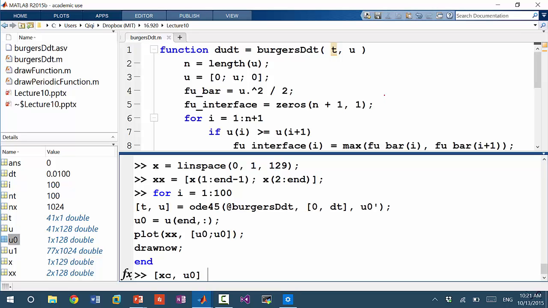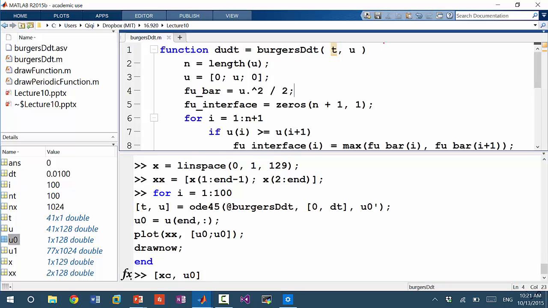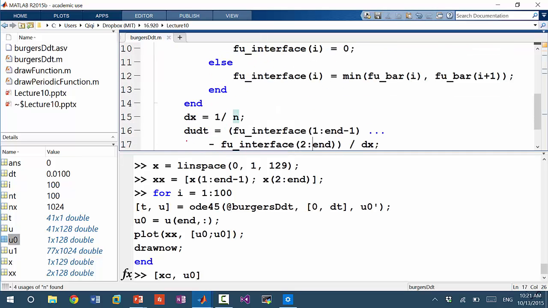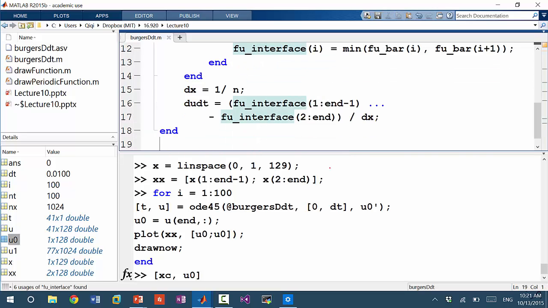Do I need to what? No, I don't need to change the DUDT, because here U is passing as a length 128, right? Here I appended U to be length 130, okay, but FU interface is still of the size 129. And here when I computed DUDT equal to FU interface 1 to the n minus 1, this is length 128, this is also length 128. So I'm only computing DUDT for the interiors. Yeah.